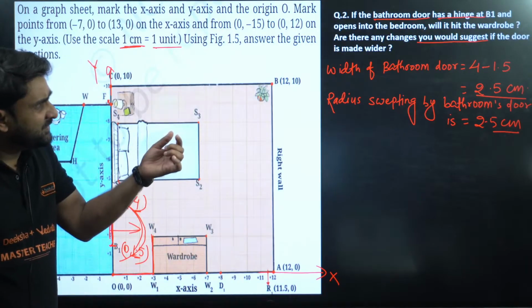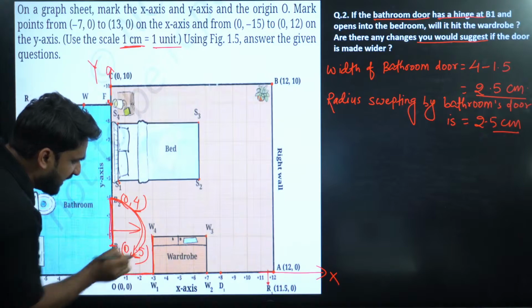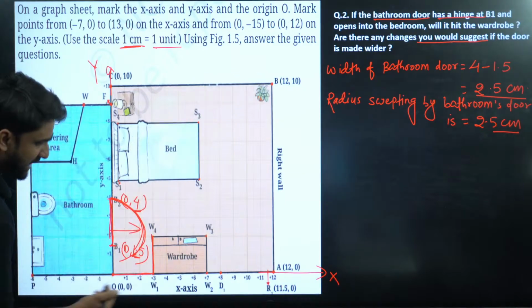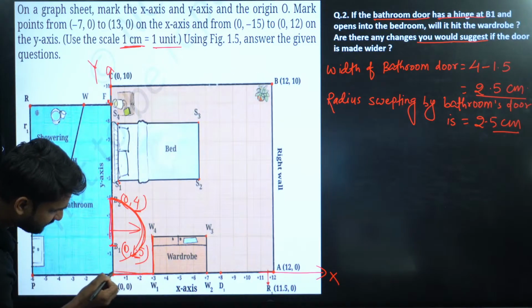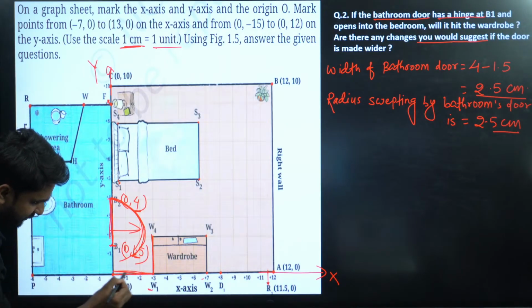The radius sweeping by the bathroom door, the arc that we are making, the radius will be 2.5. And now this distance, the wardrobe is starting from W1 to W2. So we have to find out this value.